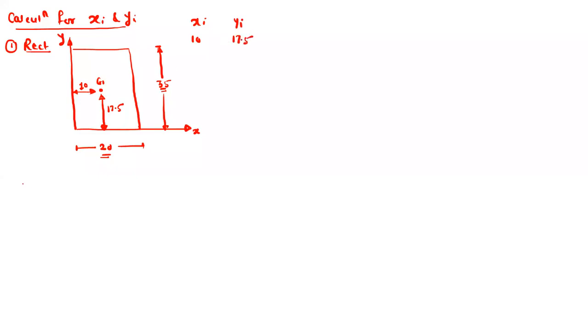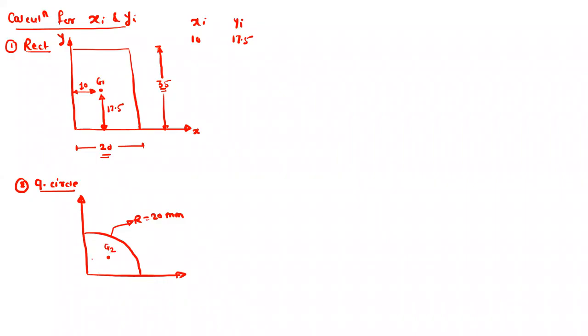Now observe the second geometry. This is the quarter circle. Quarter circle is somewhere here. It is having the radius, this is 20 mm. Now refer the standard formula for the quarter circle. For the quarter circle, this is the position of the center of gravity. Let us take the center of gravity as G2.